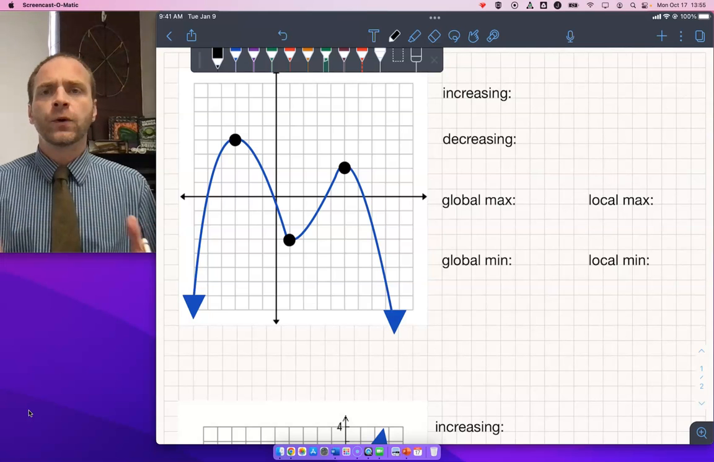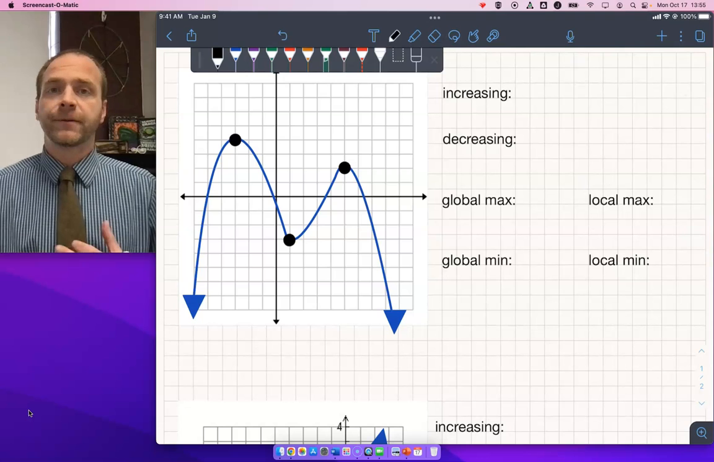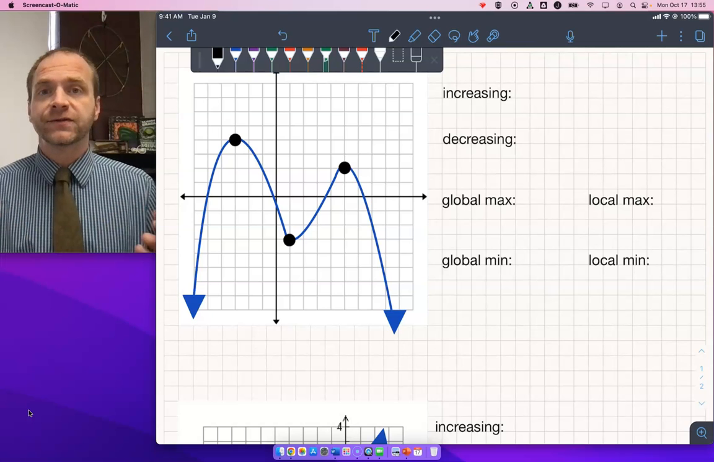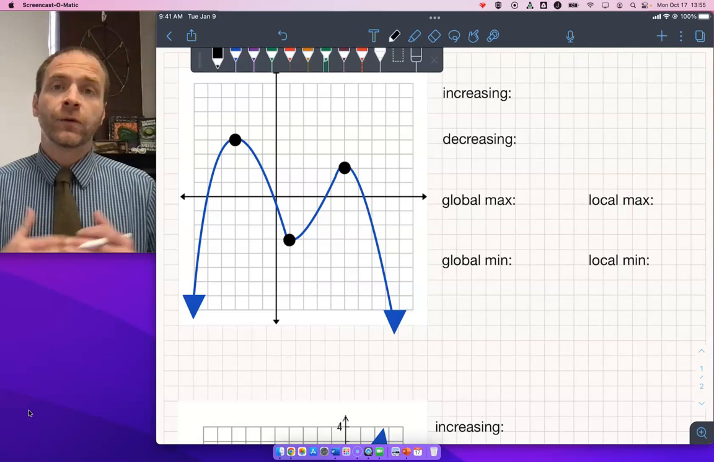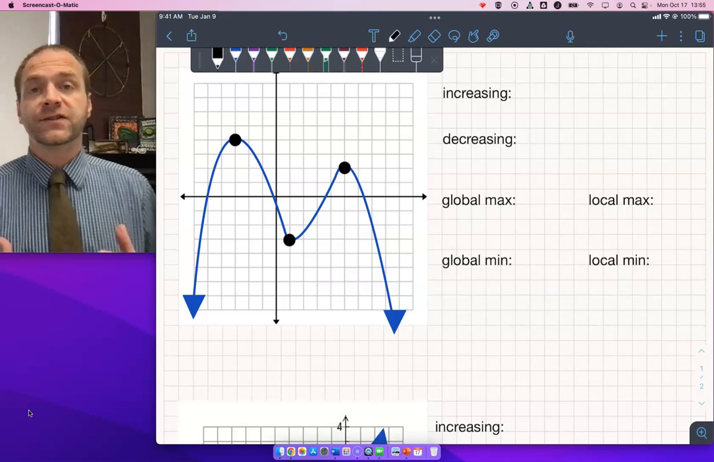Mr. Rainsby here to go over the concept that deals with intervals of increasing, decreasing, and extrema. So when we're dealing with increasing and decreasing, we state our answers based off of x values. What x values is the polynomial increasing or decreasing for? For our extrema, our maxes, mins, whether they're global or local, we always write our answers as coordinates.